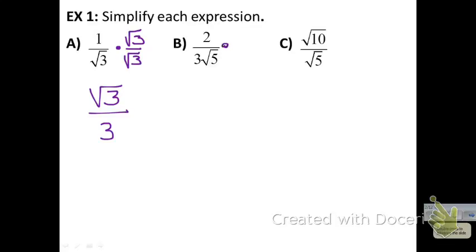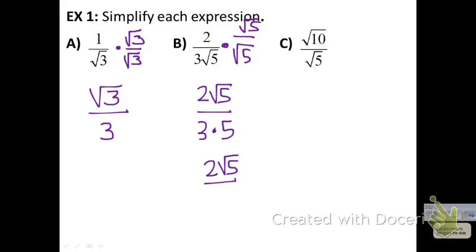The next one, we're going to get rid of that root 5 by multiplying top and bottom by root 5. We're not worried about this 3 here, just the radical. So on the top you get 2 root 5. On the bottom you get 3 times, and then a root 5 times a root 5 is the square root of 25, which is just 5. And then we'll simplify that one more step. 2 root 5 over 3 times 5 is 15.